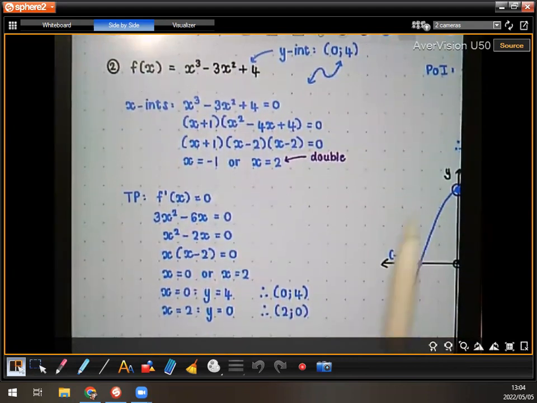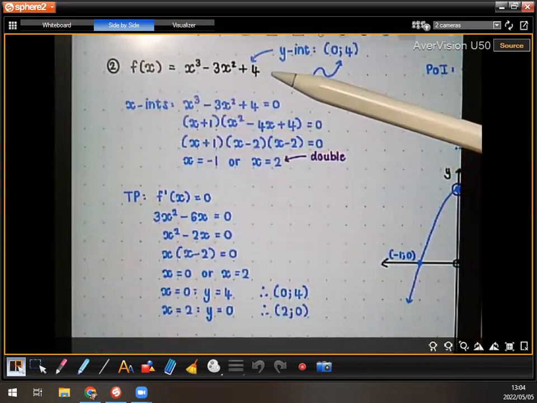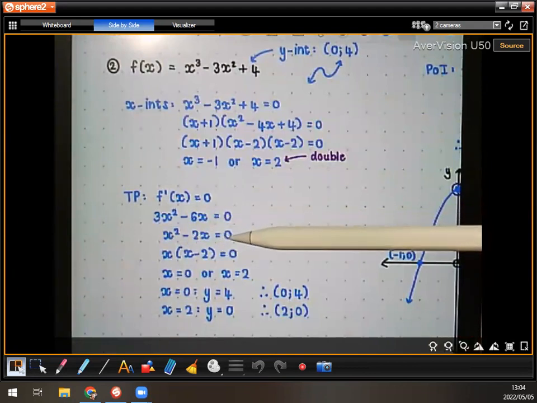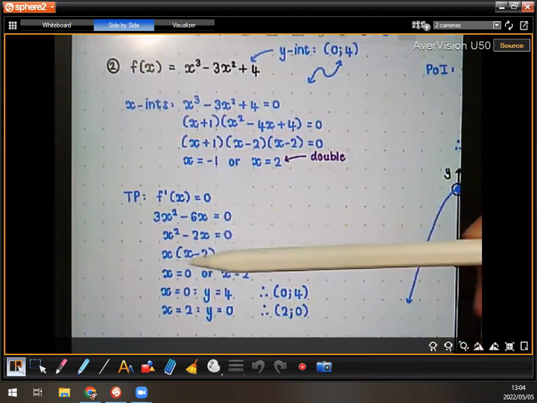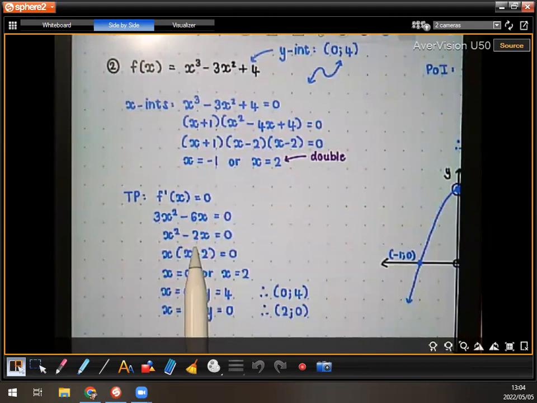Okay, for your turning point, you take your derivative, make it equal to 0. This was a very simple one. Okay, you just divide through by 3. And guys, sometimes when you get something like this, you think for a second, I don't know what to do because it's not a trinomial, right? But you can still just take out x as a common factor. Meaning that here, x is going to be 0 or your bracket is going to be 0. So you are still getting two x values there. The first one is x equals 0. The second one is x equals 2.